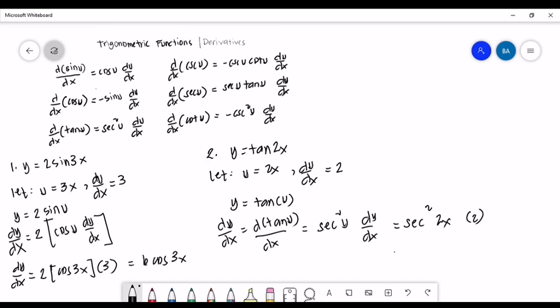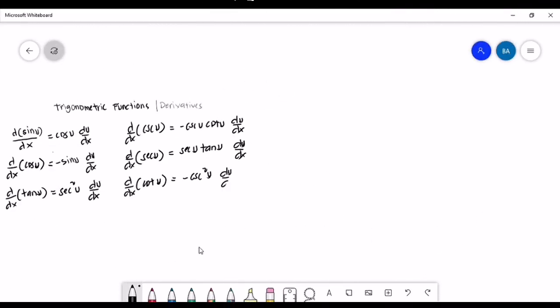Just take note that we cannot multiply the 2 into the angle. Instead, we use it as our coefficient. So 2 secant squared 2x is our answer. Now for our third example, example number 3.